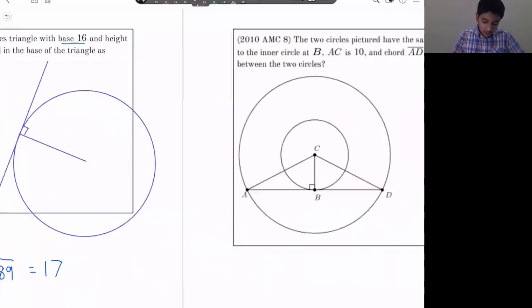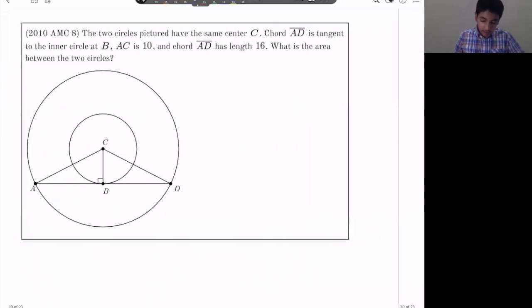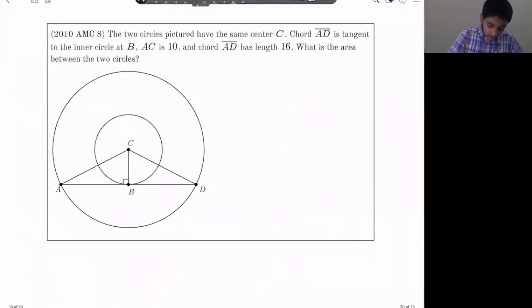So now we'll move on to this. I think this is the second to last problem. So let's just say that this is R. The 2 circles pictured have the same center C. Chord AD is tangent to the inner circle at B. AC is 10. Chord AD has a length of 16. What is the area between the 2 circles? So AD has a length 16. That means that AB is 8.